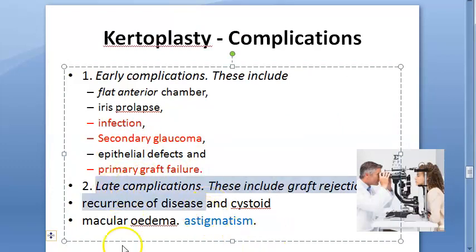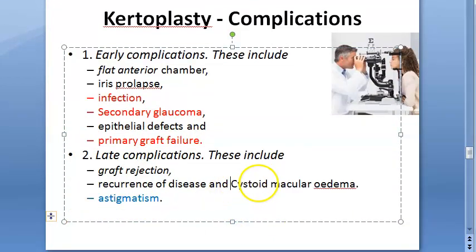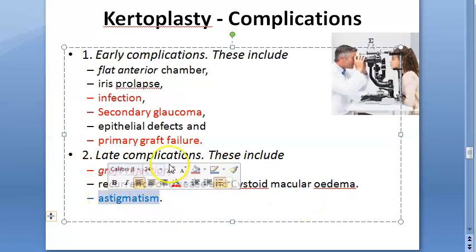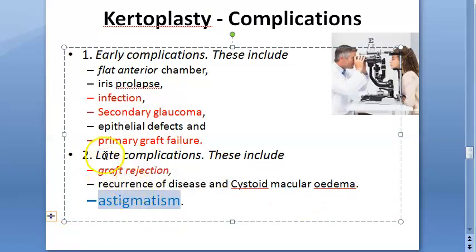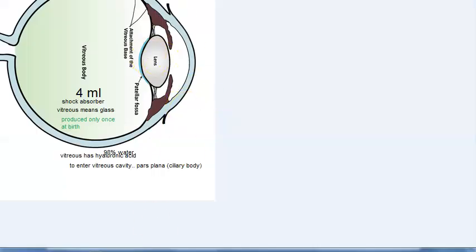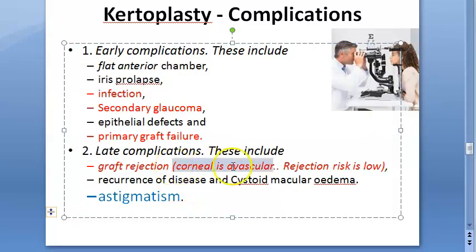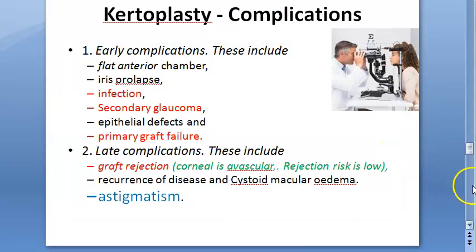Okay. Now let us look at the late complications. Late. Again here graft rejection. The body is rejecting the graft. Then recurrence of disease and cystoid macular edema, that is CME, and astigmatism. Astigmatism, don't forget. Guys, at this juncture, one thing you remember, graft rejection, this risk is very low because this cornea is an avascular structure. So the rejection risk is low. There's no blood supply basically to the cornea. So it will not be able to recognize some foreign tissue so easily.